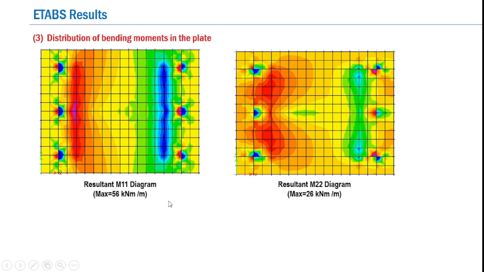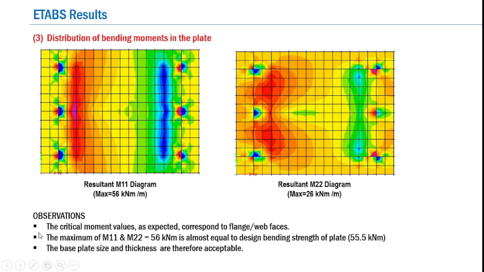So let me provide you some of the observations obtained from these diagrams. The first one is the critical moment values as expected correspond to the flange or web faces. So as you can see, here the flange face as well as the web face are the critical zones that provide us the design bending moments. So the maximum of M11 and M22 is 56 kilonewton meter, which is used for checking whether the provided base plate thickness is sufficient or not.